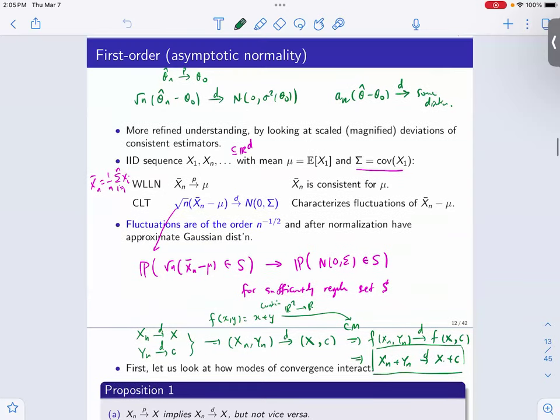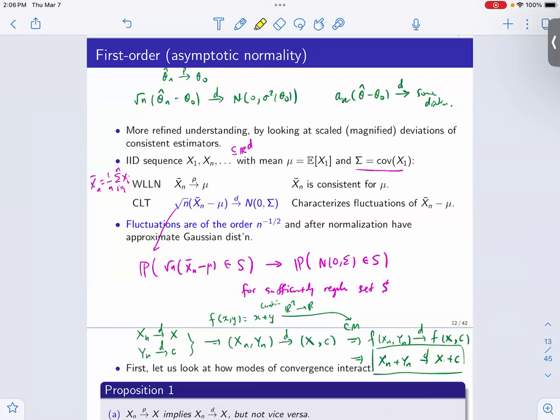Okay. So we're discussing asymptotic normality results, and these are basically extensions of the CLT. The weak law of large numbers is a statement about convergence in probability of the sample mean to the population mean, which we can think of as the consistency of the sample mean for the population mean. And then the CLT is an asymptotic normality for this estimator.